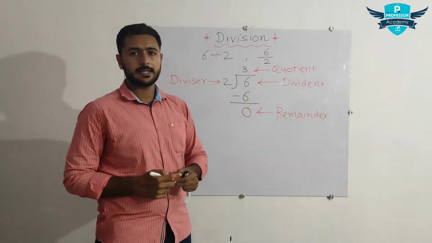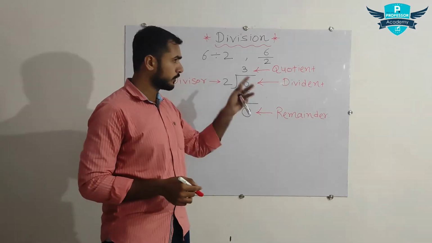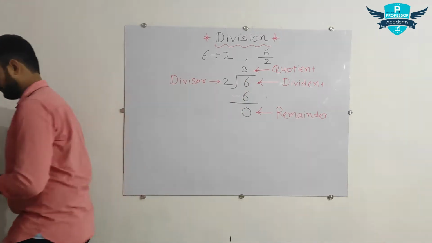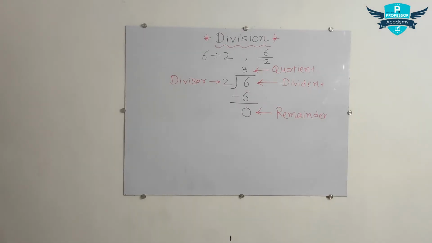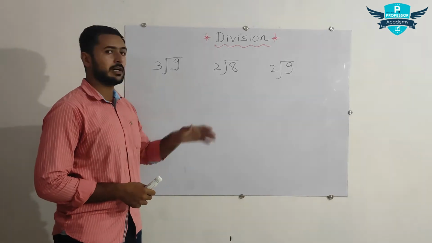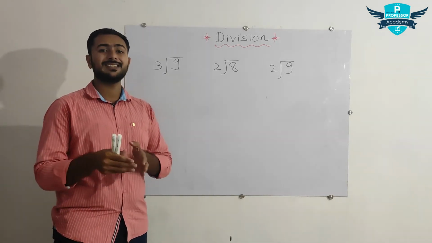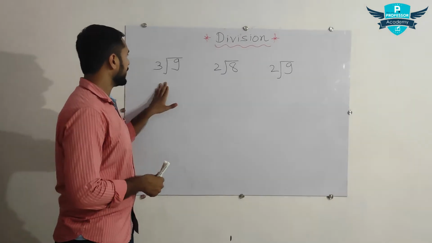Before we see another example, please pause the video and note this down. Here we have three more examples for the division of one digit and one digit. So let's start with the first one.